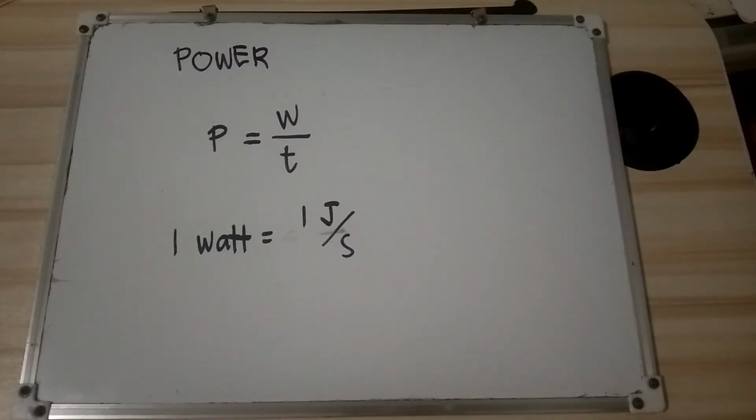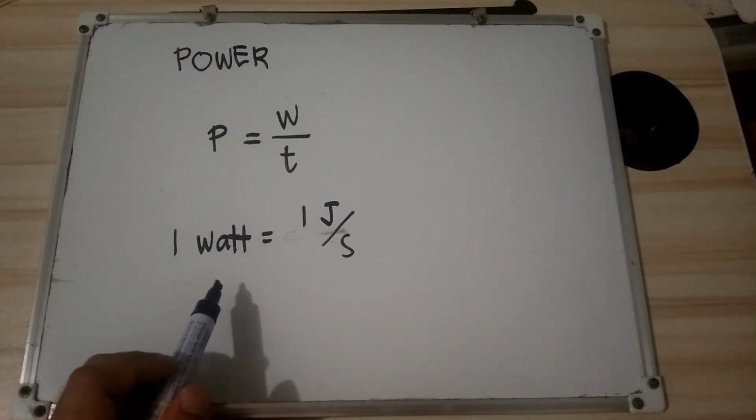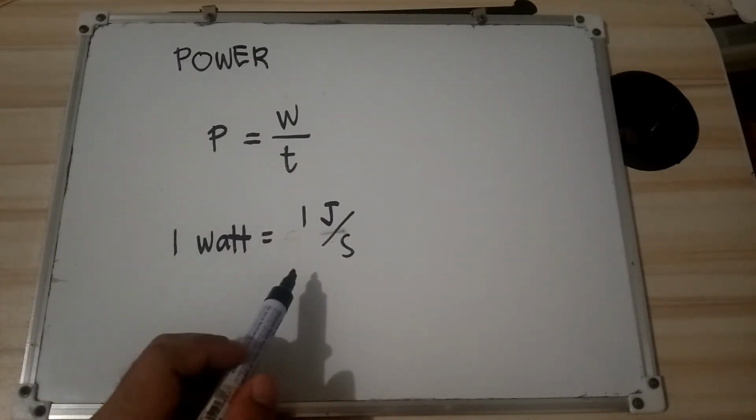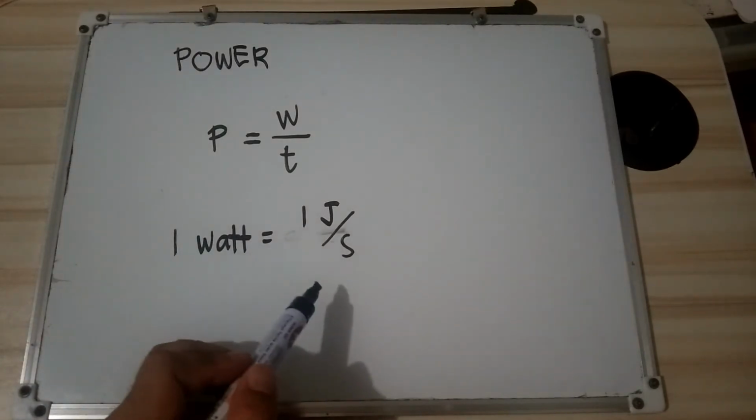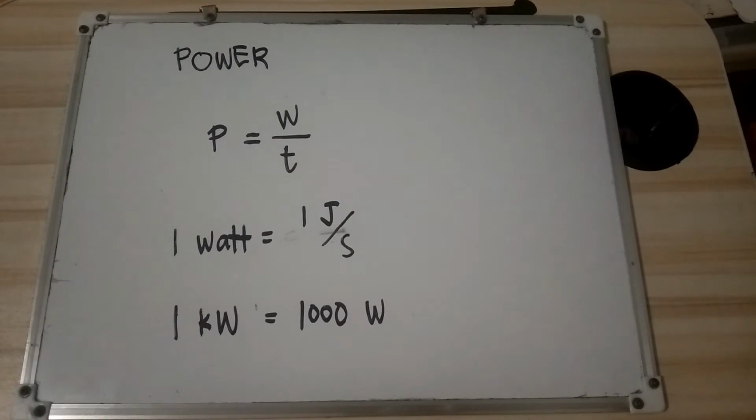If work is in joules and time is in seconds, then power is in watts. 1 watt is equal to 1 joule per second. A larger unit, the kilowatt, equals 1000 watts. That is, 1 kilowatt is equal to 1000 watts.